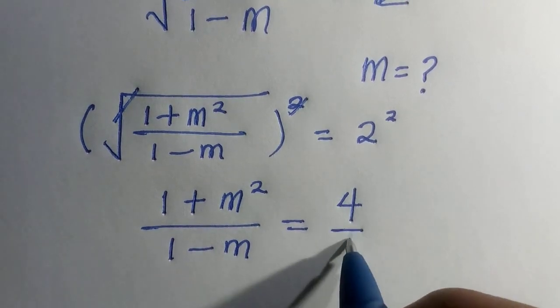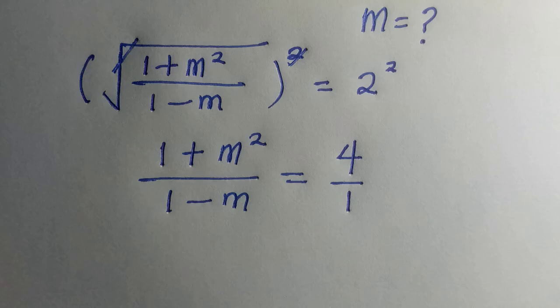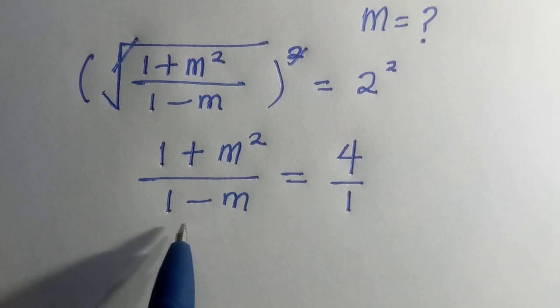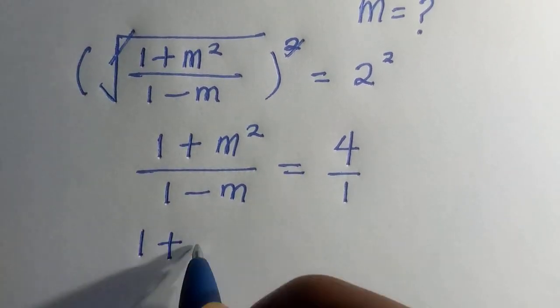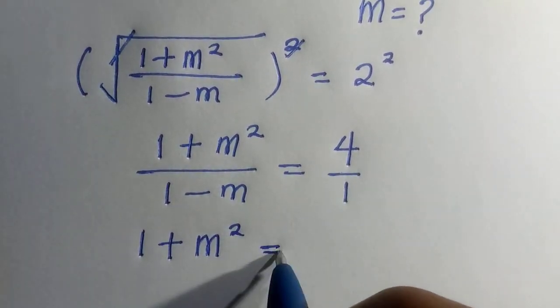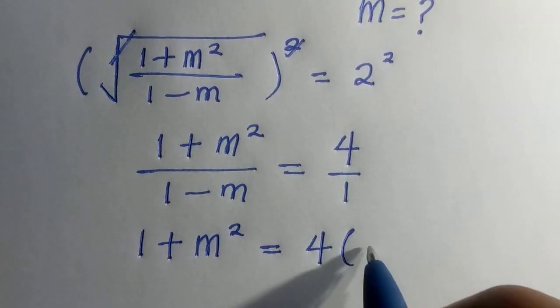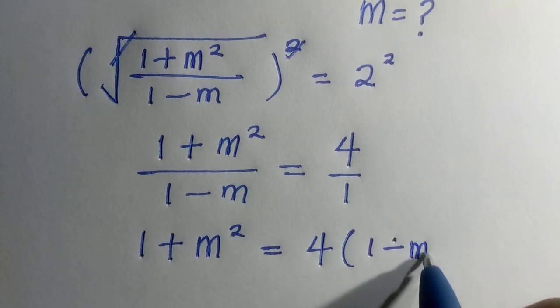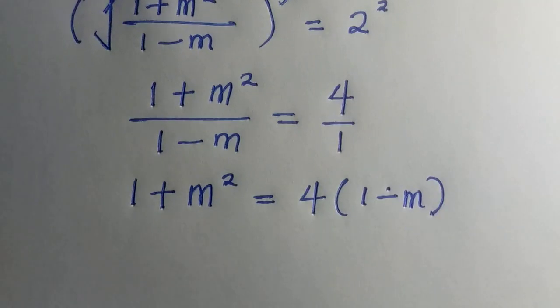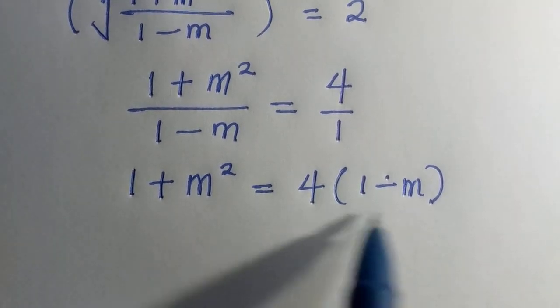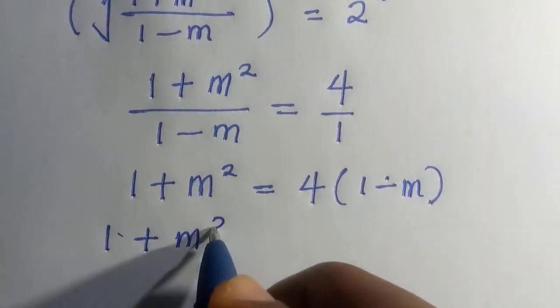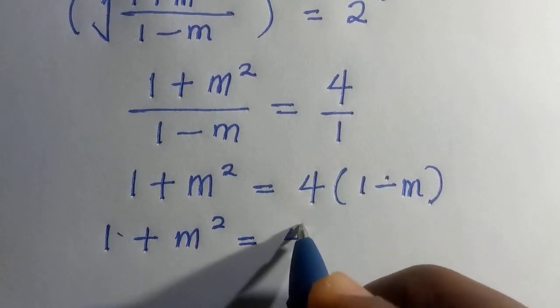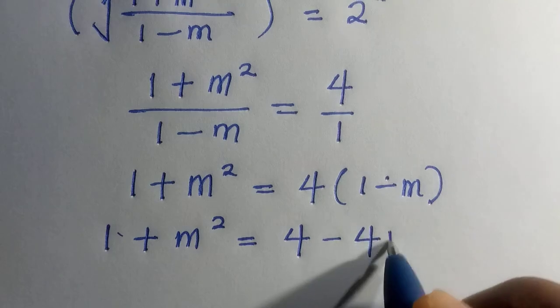And when we divide this 4 by 1, the next thing we are going to do is take a cross multiplication. That is, we multiply this with this and we multiply this with this. So we have 1 plus m squared equals 4 times the bracket of 1 minus m. So next we are going to expand this parenthesis and we have 1 plus m squared equals 4 minus 4m.